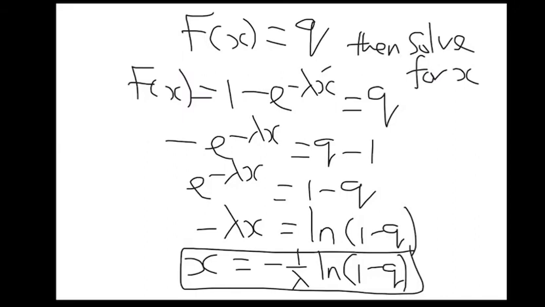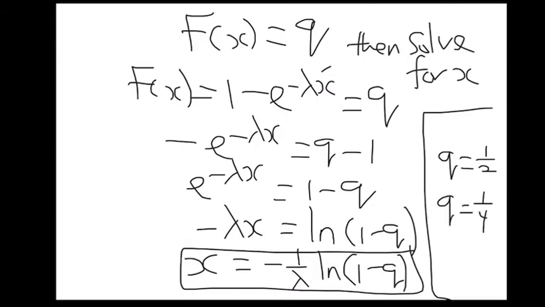And you know what? The q that you have here, if I ask you to find the median of the exponential distribution, you're going to plug in half for q. What about finding the lower quartile? The lower quartile is basically 1 over 4, and the upper quartile is 3 over 4. All you need to do is plug that into this.